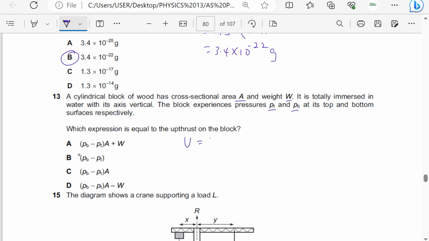We know upthrust is equal to cross-section area times difference in pressure. So it is going to be cross-section area. Remember, pressure at the top is smaller than pressure at the bottom. So the difference in the pressure is going to be pressure at the bottom minus pressure at the top. So it means our answer is going to be C.